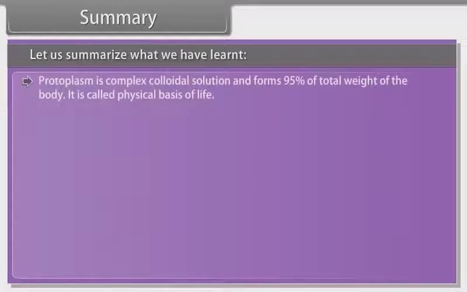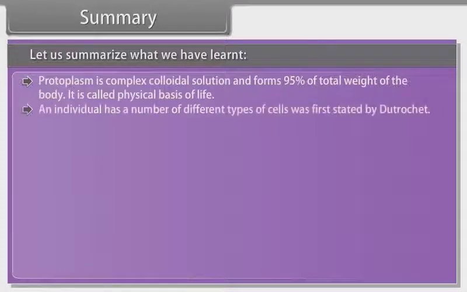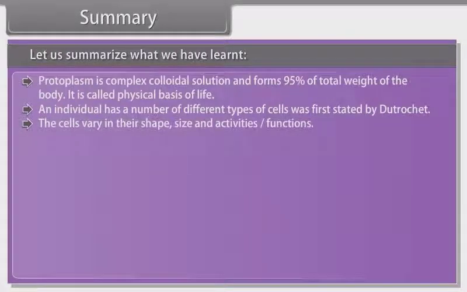Protoplasm is a complex colloidal solution and forms 95% of the total weight of the body. It is called the physical basis of life. That an individual has a number of different types of cells was first stated by Dutrochet. The cells vary in their shape, size, and activities or functions.